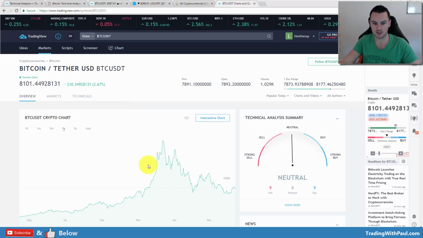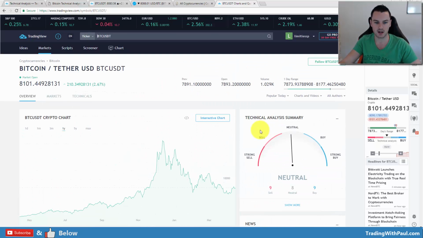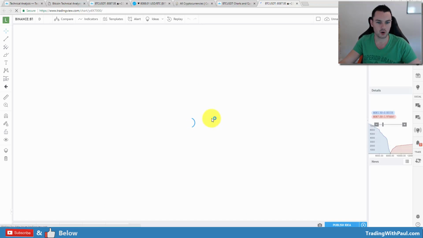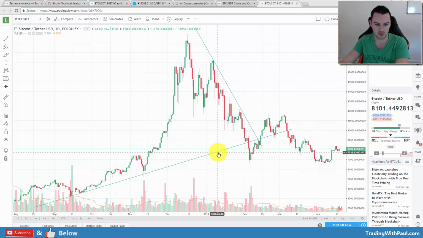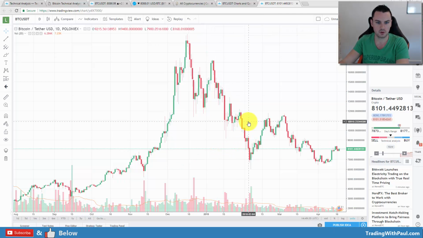This brings up the chart, the technical analysis. It gives you the general feeling of where the market is going. Click on interactive chart. That's going to bring up our chart here. No thanks, we don't need the paid version for now. And you can see some lines that I was playing with previously. So now we have a blank chart.